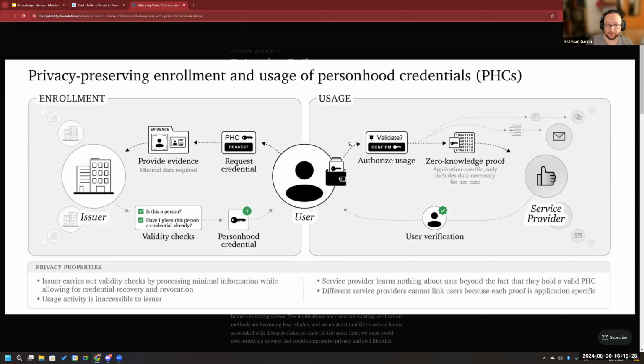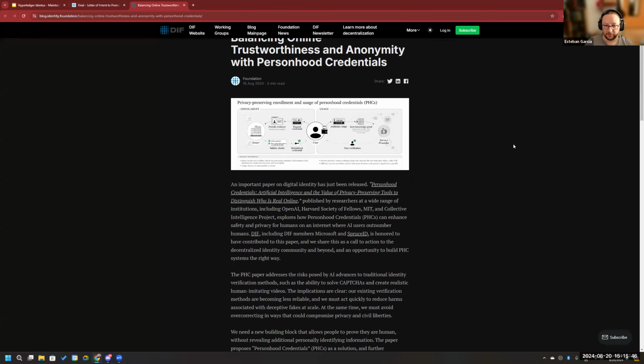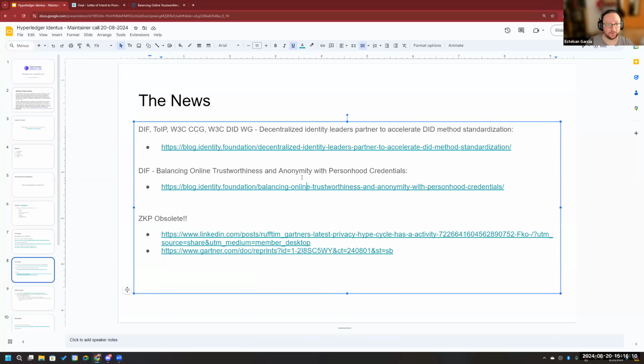I haven't read the paper yet, but I read the summary, and I think this is probably going to be a topic in the SSI space in the upcoming months, because usually it's like that. Sometimes someone releases a paper and then it becomes a topic. Interesting thing here is that the research involved people from OpenAI, Harvard, MIT, and others. I think Microsoft was involved as well, and Spruce ID. So it's going to be interesting to keep an eye on how this topic evolves in the future. I will put the link in the chat as well.